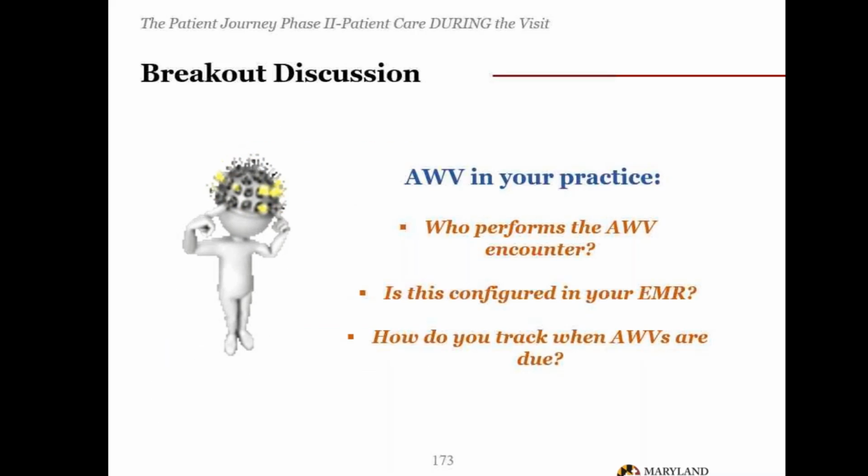So breakout, I've already asked the question. Is the AWV questionnaire configured in your EMR, or is it handwritten? I see one nod over there. It's not? So what EMR do you use? Allscripts. We need to talk to them. We use a questionnaire and then we do a personalized plan of care. And I got audited by Medicare a couple of years ago on the AWV, and the plan of care was not personalized enough.